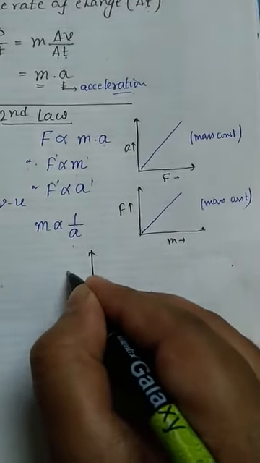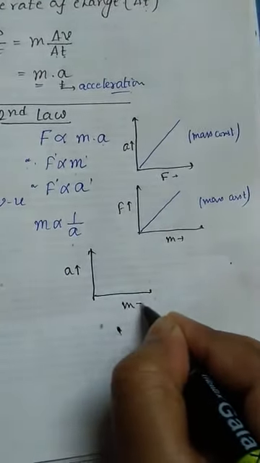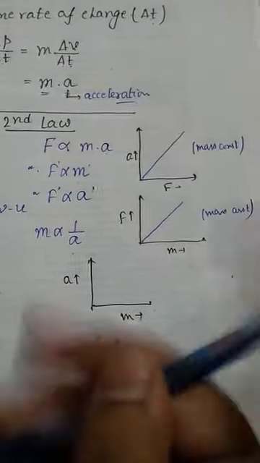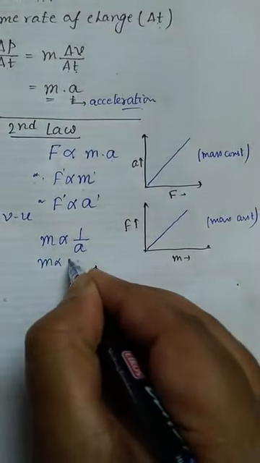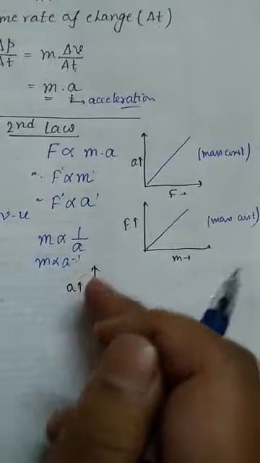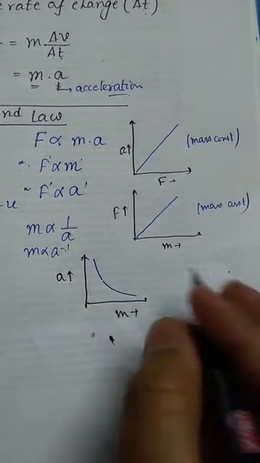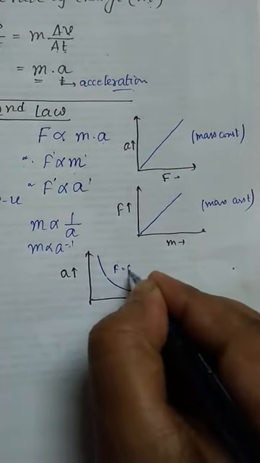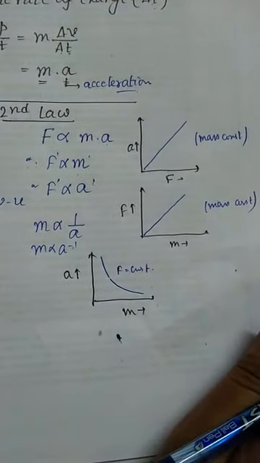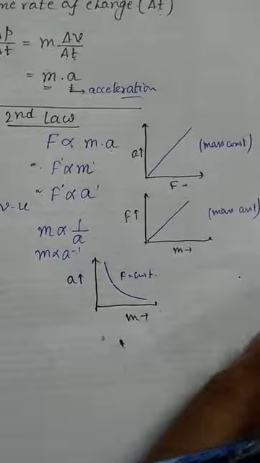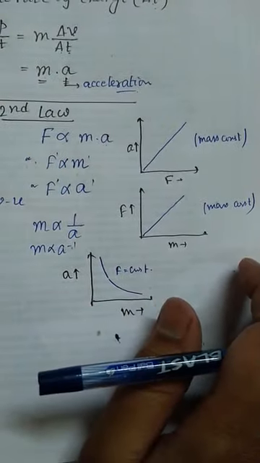So let's say I am plotting acceleration along this direction and mass along this direction, and as this is a non-linear relation, because m is proportional to a to the power minus 1, this is reciprocal, we will get a graph like this, where F is a constant quantity. Is it okay? So these three graphs are basically important.